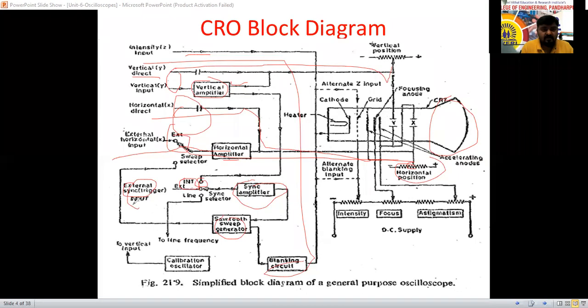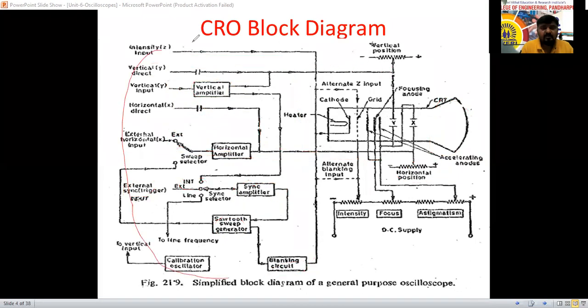This part is there completely. That is the input part here now. Externally we are going to provide it here. This is the input for the CRO. Next, whatever the operation is there, based on this, it is going to operate.